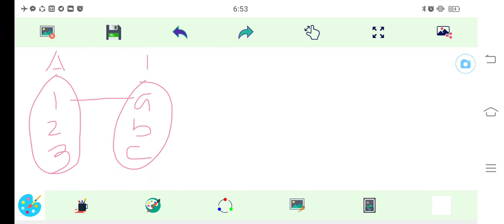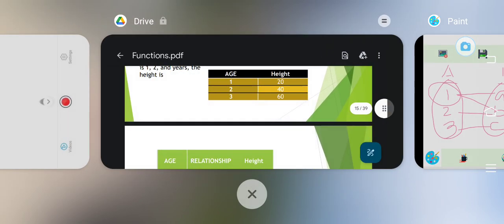Now, how about this? Is it still a function? No. Why? Number one is not loyal. It has two partners. Okay? So determining whether it's a function is just very easy. You just look at the first set and see if it only corresponds to one element in set B. So this one is not a function because 1 has two partners. Gets lang?